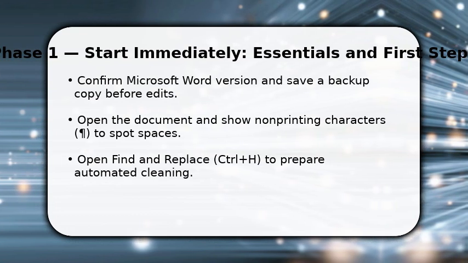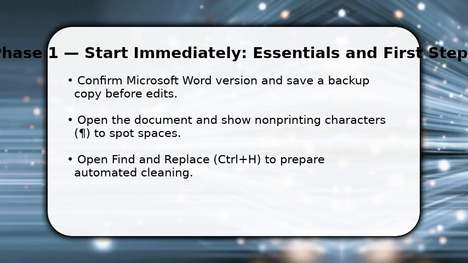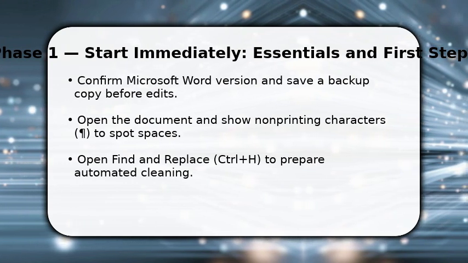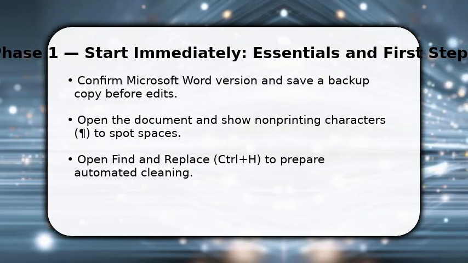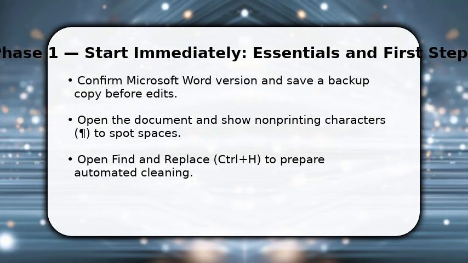Use the spacebar once in Find to target double spaces. Use special codes for tabs, ^t, and paragraph marks, ^p. Once set, preview a few replacements manually so you understand the effect. This step prevents accidental removal of intentional spacing.